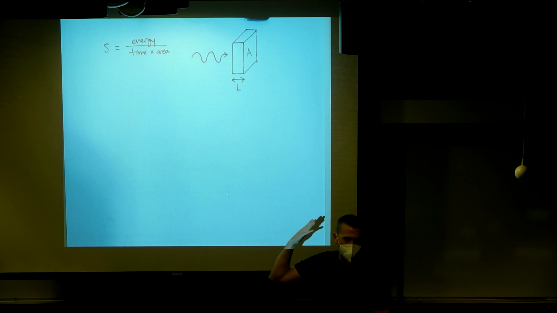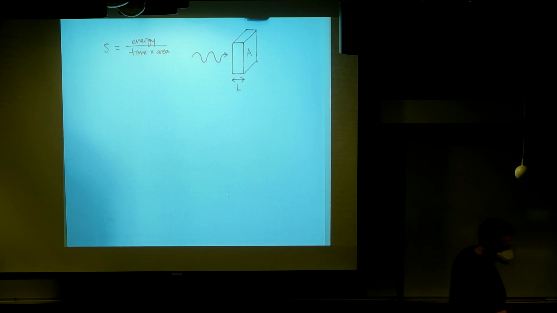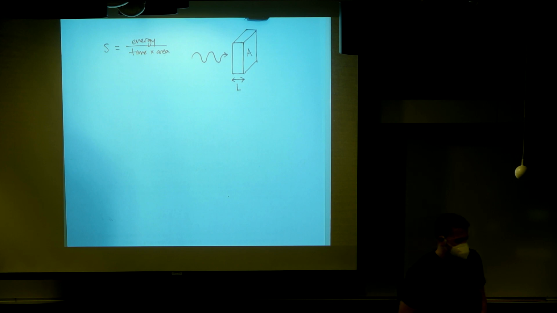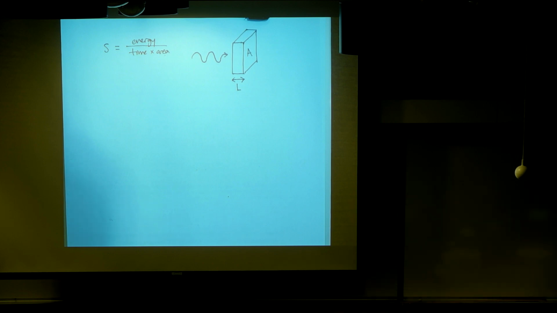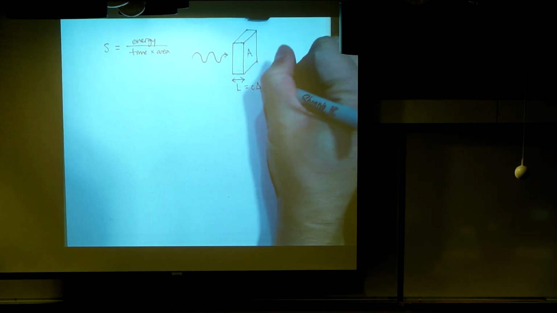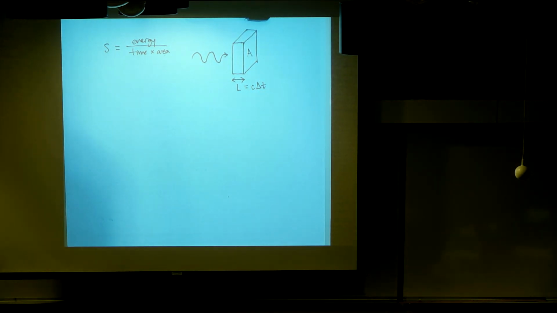That stands to reason. Another way of thinking about that is the more time we let go by, the longer this length will be, okay? Because that length can be thought of as just the speed of light c times the time that passes, okay? That makes sense? This length is just the speed of light times the time that passes.